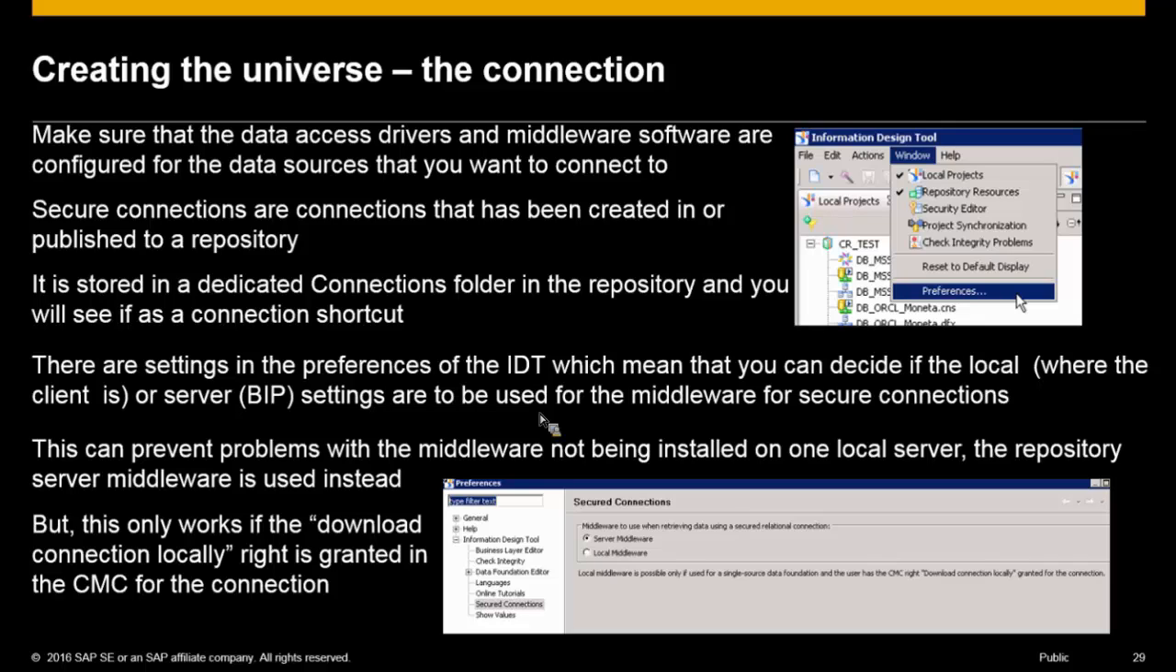I had to install Oracle client software and make sure that my drivers were all set up in the server where I installed my business information, my BIP platform. And this can prevent problems with the middleware not being installed on one server, so locally. So the repository server middleware is used instead. So that means you only have to set this up once and install it once. So this only works if the download connection locally right is granted in the CMC for the connection.